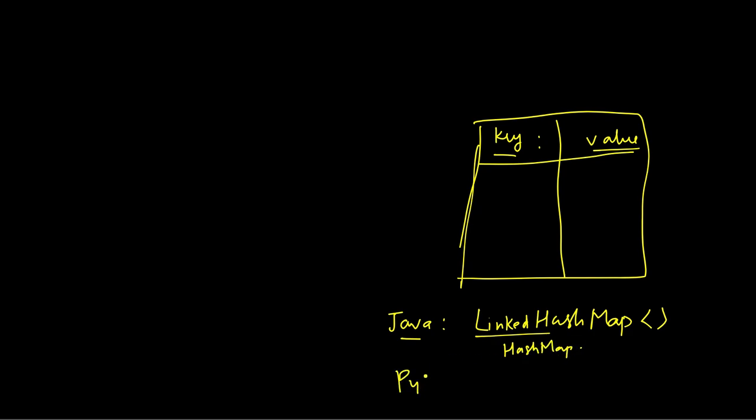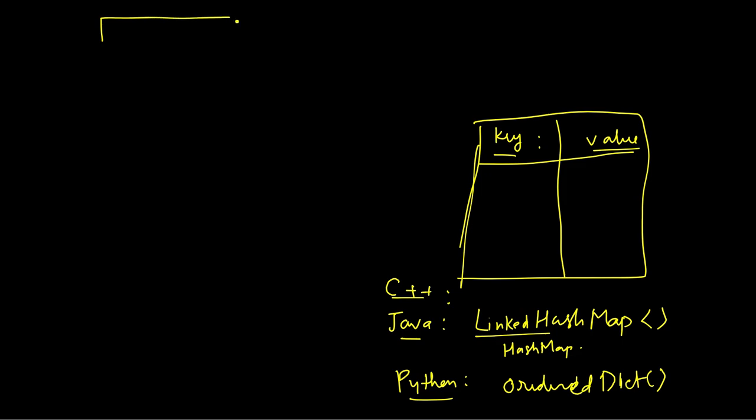Similarly, in Python, we have ordered dict, which is very similar to this linked hash map. So it's different from a normal dictionary. But in C++, we have the normal unordered map, a normal hash map. So we will additionally use a linked list data structure, which will act like a queue. So you keep inserting in one end and you remove from the other end, which will denote the least recently used.